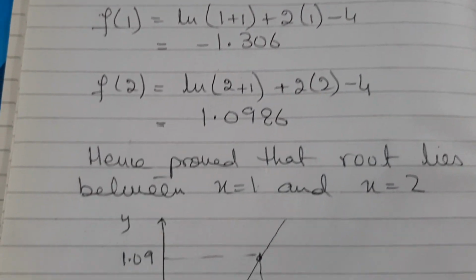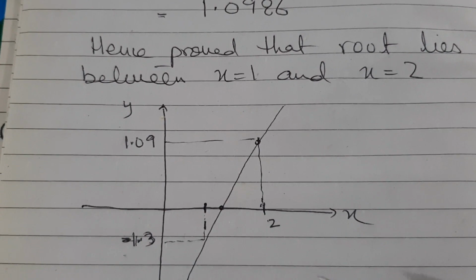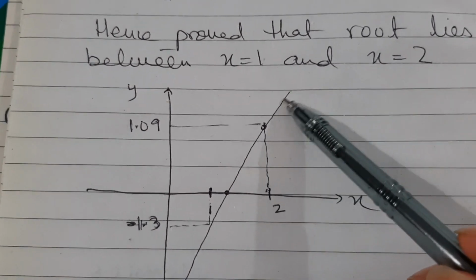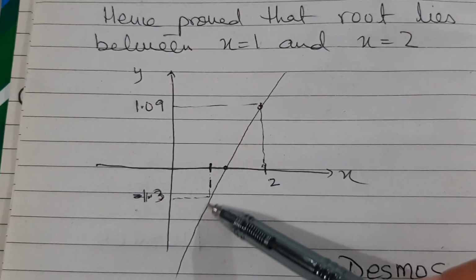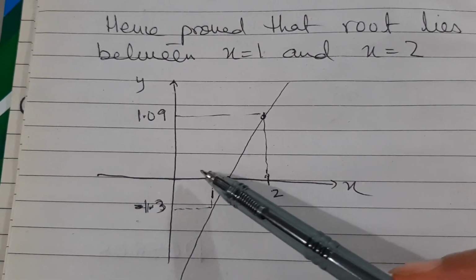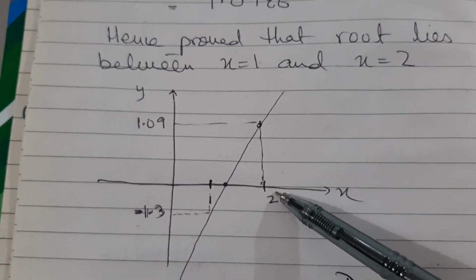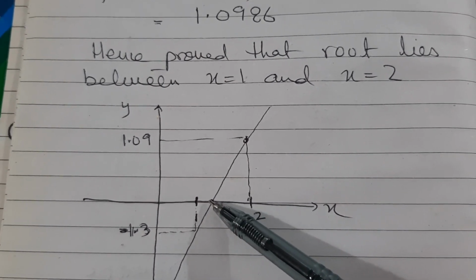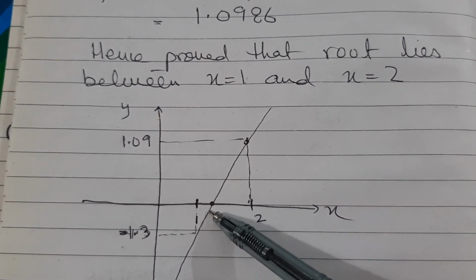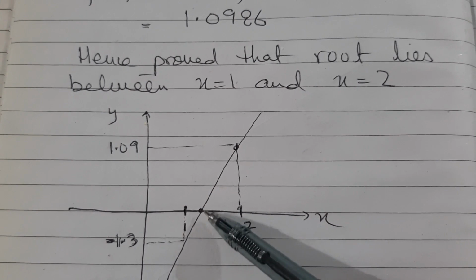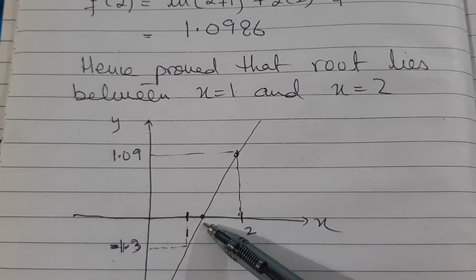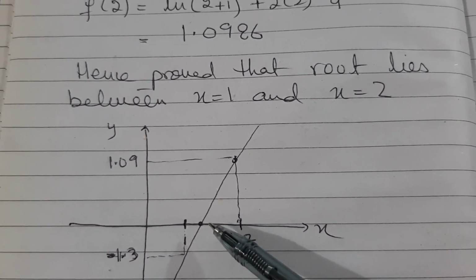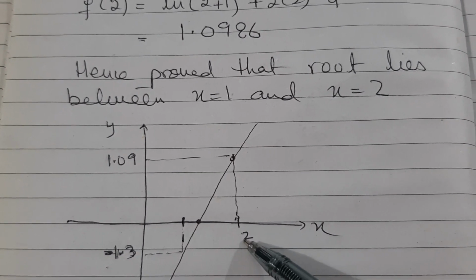I have sketched it here and I will show you on Desmos also, that the curve is passing through the x-axis between the points 1 and 2, because a root is that point of x on the x-axis through which the curve passes. So this is my root of the equation. So first of all, I'll prove that the root lies between 1 and 2.